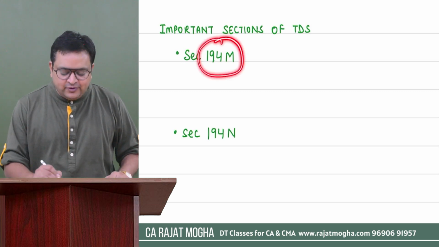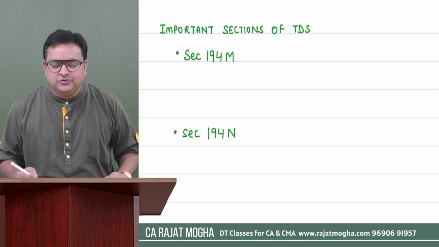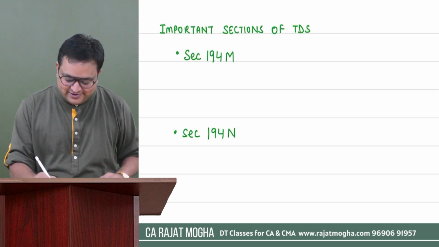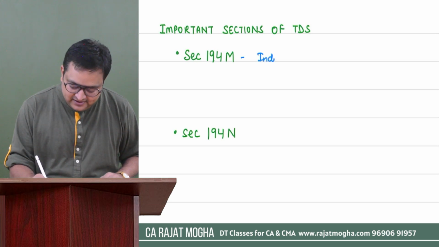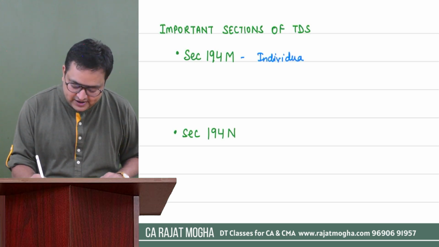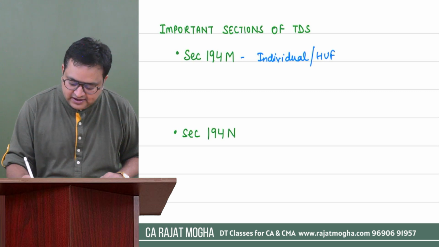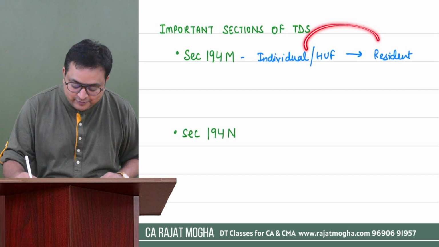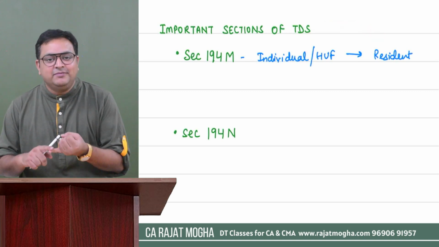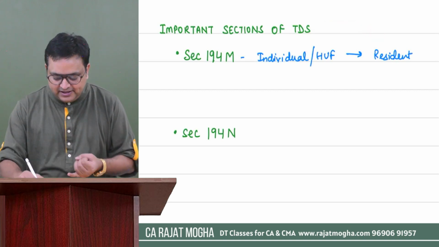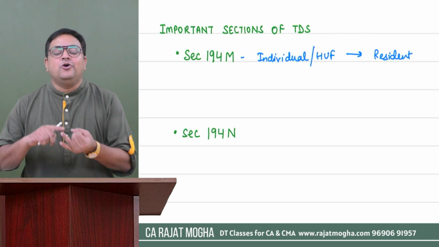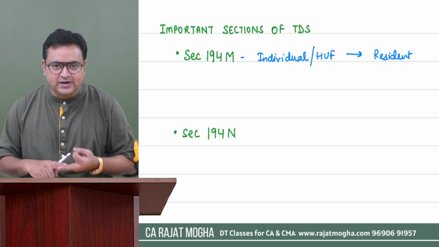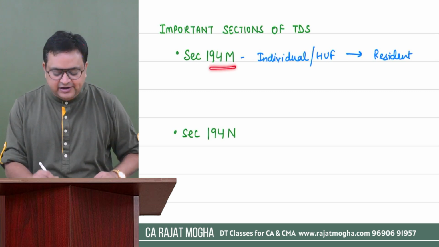See, section 194M is applicable for individual or HUF. If the deductor is only an individual or HUF, making a payment to a resident. For what purpose are they making the payment? They are making a payment to a resident contractor, or for professional services, or for commission or brokerage. Then we have section 194M.